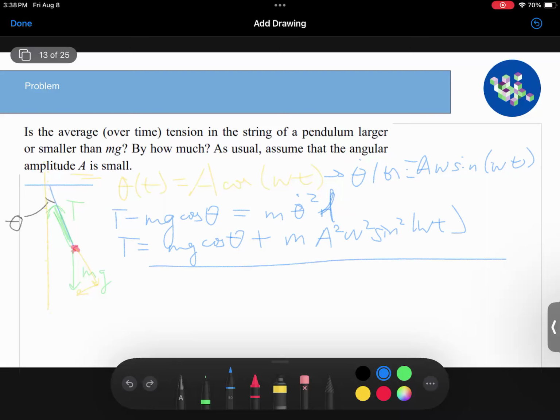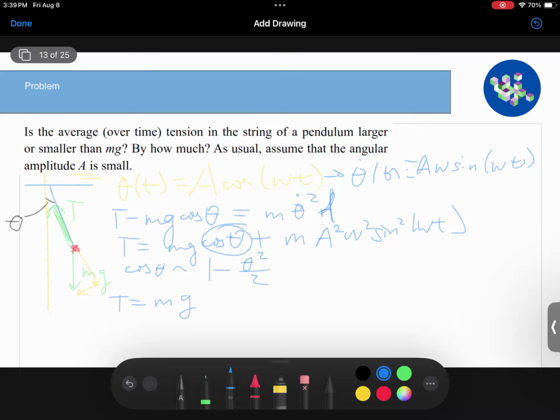But first, we need to do something with this cosine theta, because we're looking at whether it's larger or smaller than the mg. We need to use a small angle approximation of the cosine theta. Remember, for a small angle, cosine theta is around 1 minus theta squared over 2. So if I plug that in, then I'm getting T equals mg, which comes from multiplying the 1 with the mg, right?